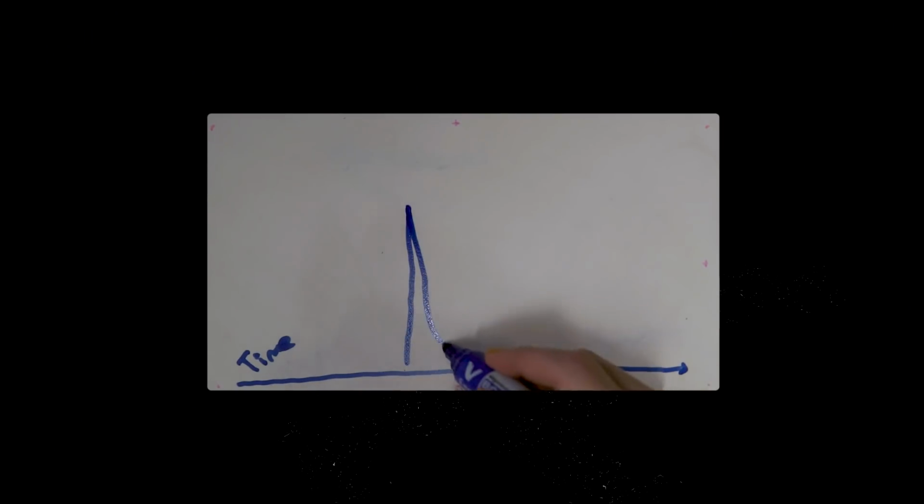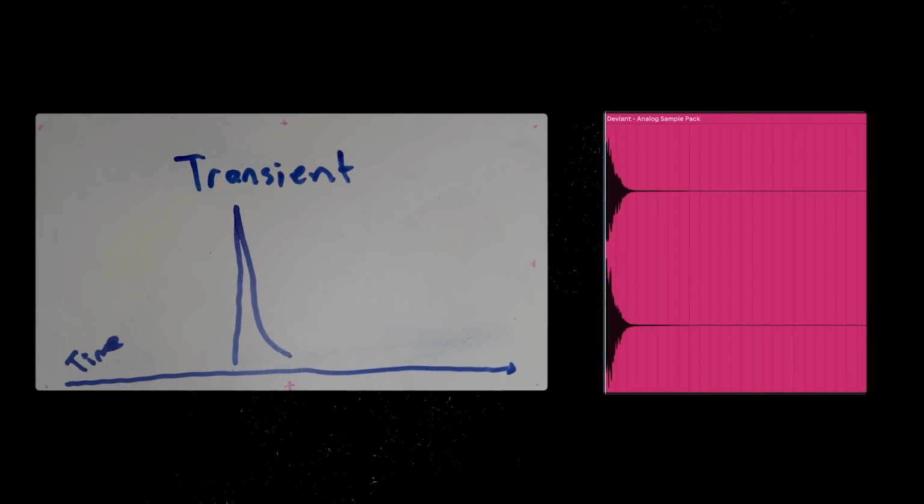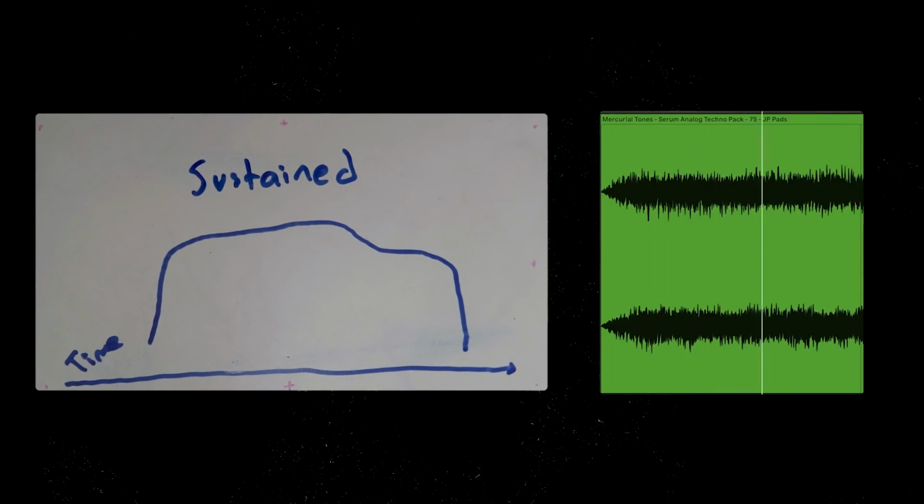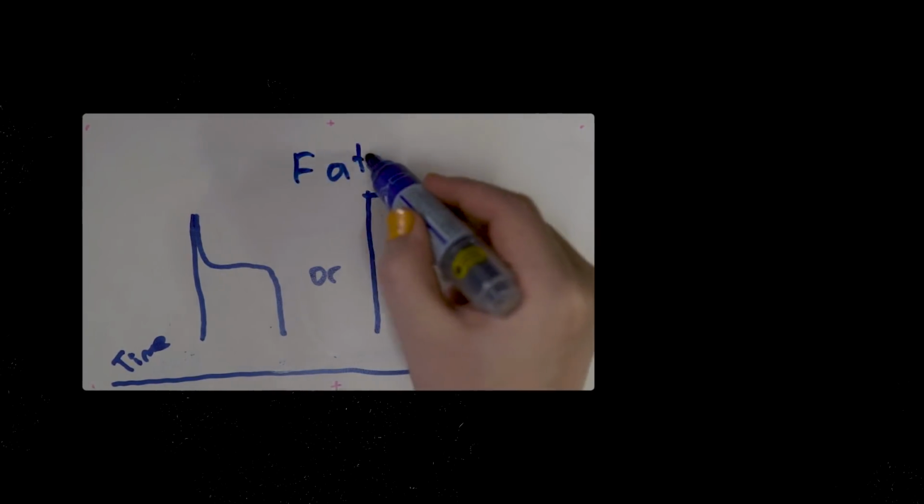If we generalize the dynamics of the sound really hard, there exist really 3 types of sounds. Number 1, transient sounds. Number 2, sustained sounds. And number 3, fat sounds.